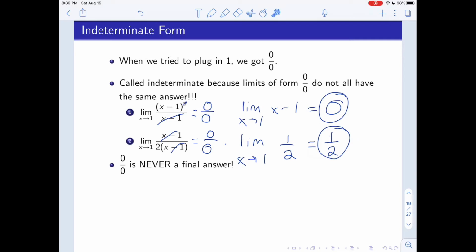That's why it's called indeterminate, because this 0 over 0 doesn't give us any information about what our final answer is going to be. So please never, never, never make 0 over 0 your final answer. Also, don't make it 0. In the first problem, it did turn out that the answer was 0. That's possible. But in the second problem, the answer wasn't 0. And in fact, the answer could end up being any number.